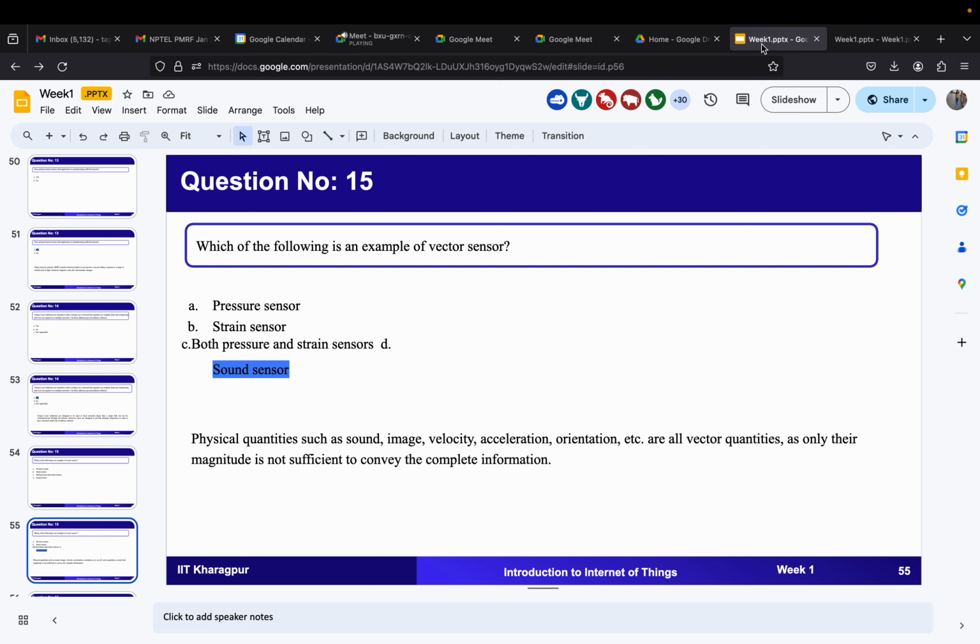Is it measuring any kind of direction, or in which direction the strain is coming? No, it is not measuring direction. So basically, if orientation or direction is not involved, then it is a scalar sensor. And someone was saying that it is a transducer. A transducer is a collective term which you can use for sensors as well as for actuators.